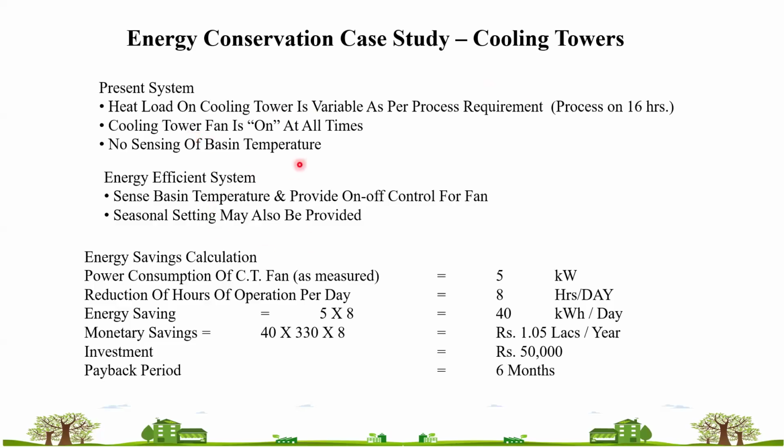An energy efficient system would sense basin temperature and provide on-off control for the fan, and a seasonal setting may also be provided. For that 8 hours saving, if you have 5 kilowatt power, you can save 40 units of energy per day, and if you operate for 330 days, you can save around 1.05 lakhs per year. The investment is around 50,000, so payback would be 6 months.